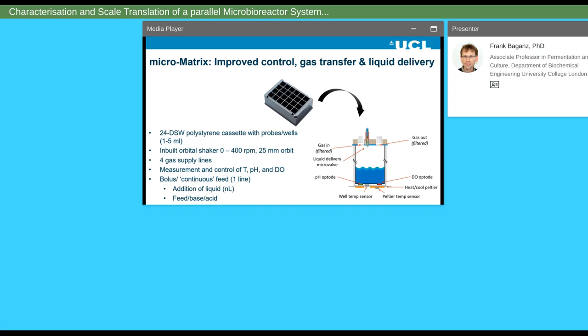Each of the wells has a filtered gas inlet for the addition of up to 4 gases, a gas outlet, and a liquid line which allows for feed addition but also pH control. On the bottom of the well are sensors for the measurement of pH, DO, and temperature. The microtiter plate sits inside the micro-Matrix on an inbuilt orbital shaker.